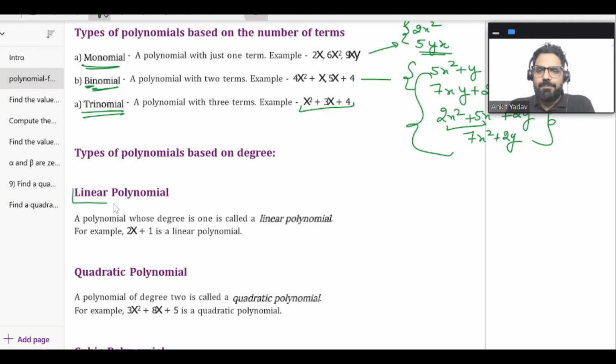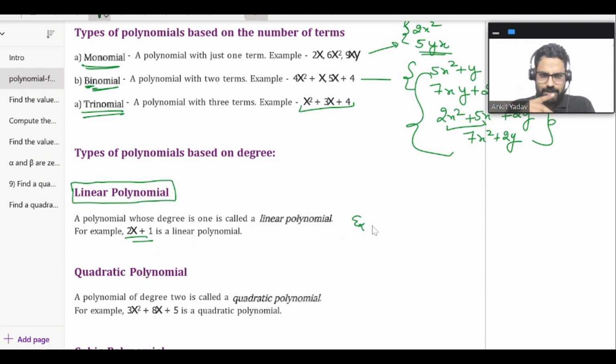So, linear polynomial, as the name says, linear means the power is 1. So if in the given polynomial the maximum power of the variable is 1, that is known as the degree of the given polynomial. Fine. Let me have an example like 2x plus 1. Here, what is the power of x? That is 1. So we are having only one term that is having x, and the degree of the polynomial would be 1 because the maximum power in this given polynomial is 1 only.